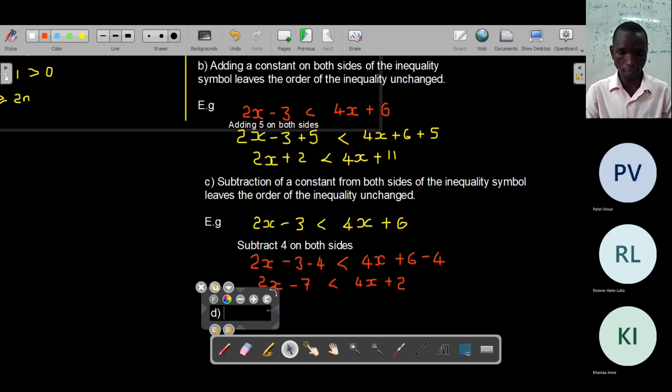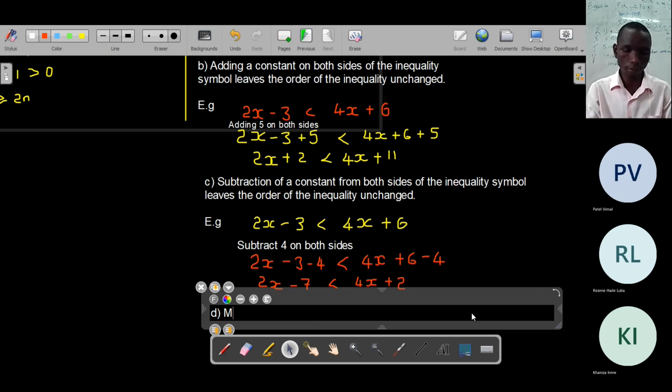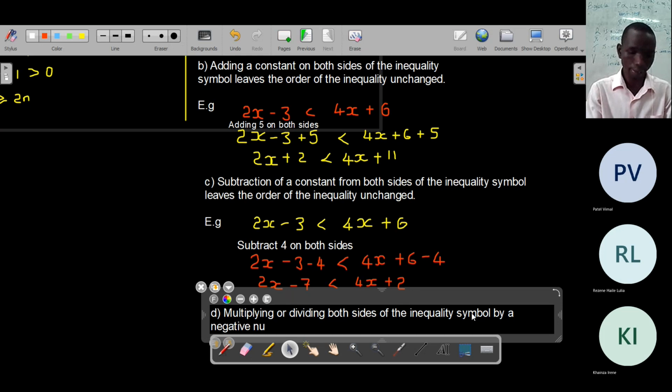Now D we are going to talk about multiplication. We can say multiplying or dividing both sides of the inequality symbol by a negative number reverses the order of the inequality.